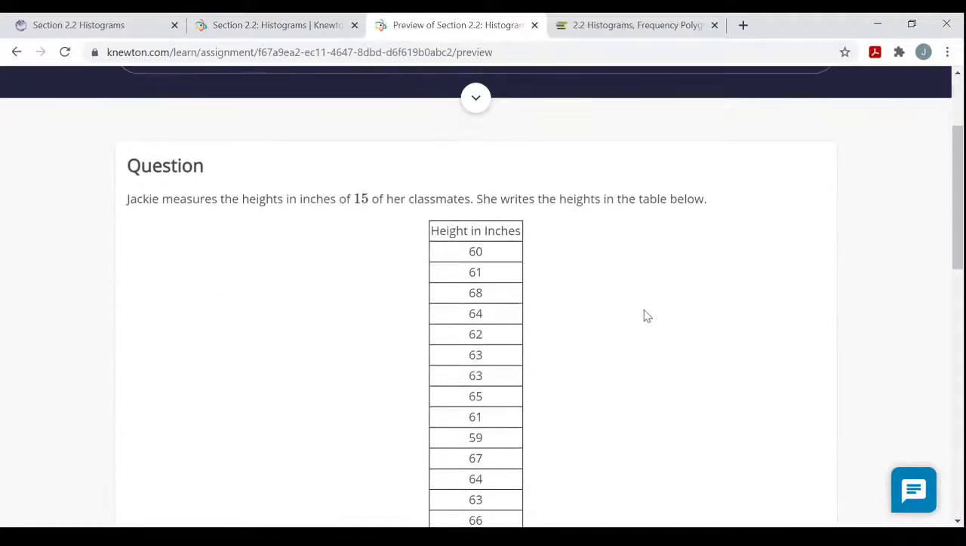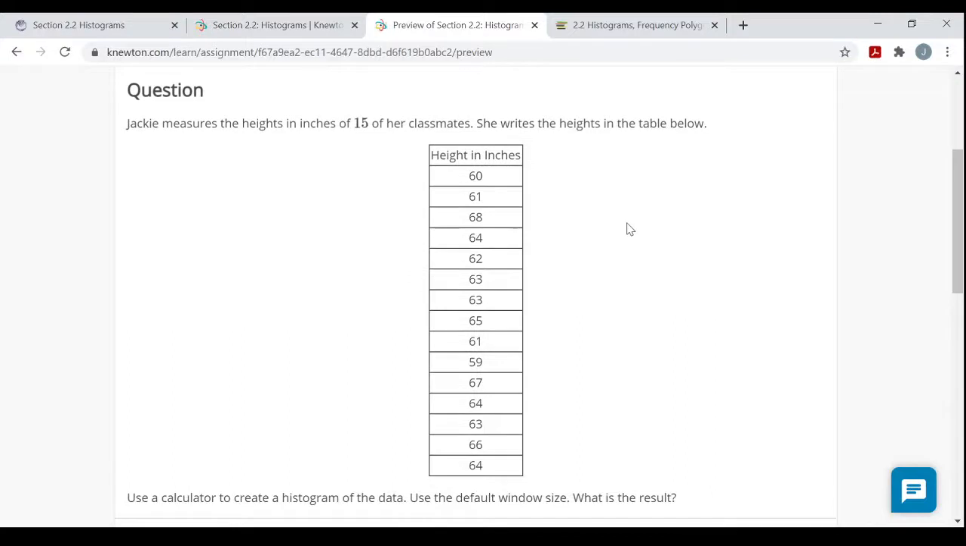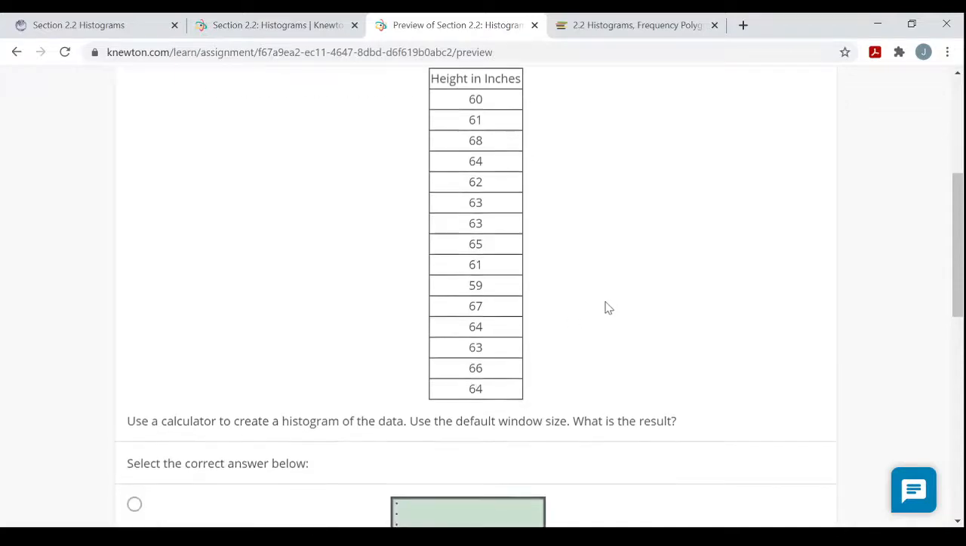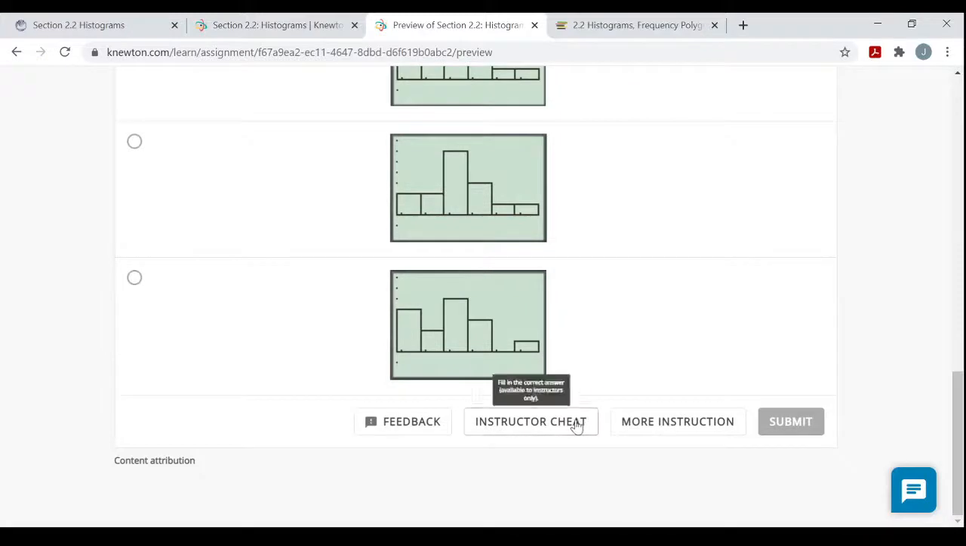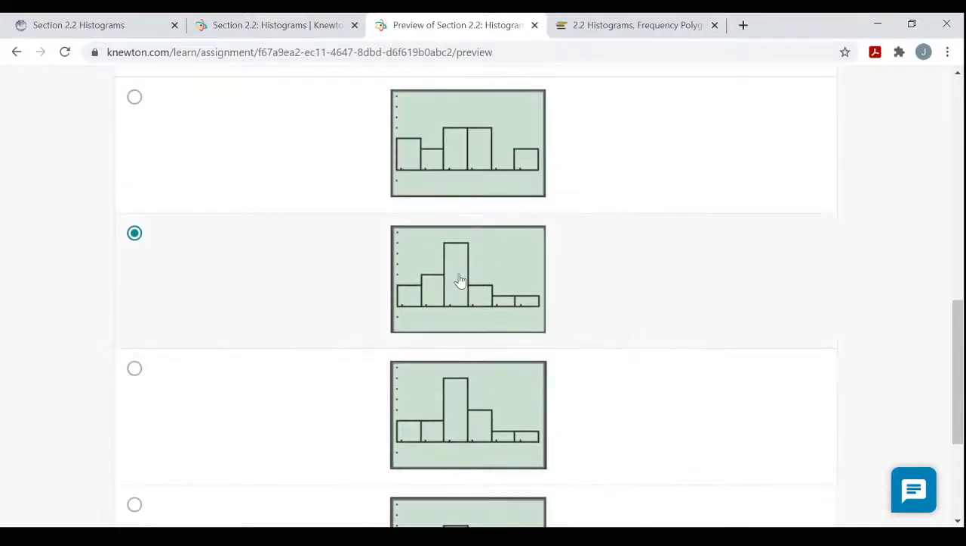And same thing here. Again, notice there's no number of classes. They're not saying do so many classes or change the window. Just use the default one. So again, I would enter this list of data, have it make a histogram in the stat plot, and then hit zoom stat and just leave it. And again, I'll just do the instructor cheat, and you'd be getting something that looks like this, which would be another right skewed. It's heavy on the left, low on the right. That's right skewed. And left skewed is low on the left, heavy on the right.